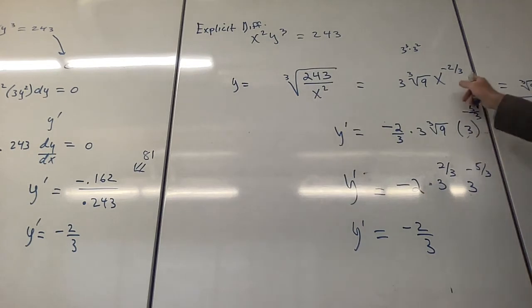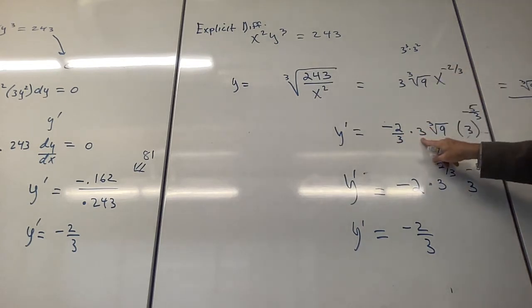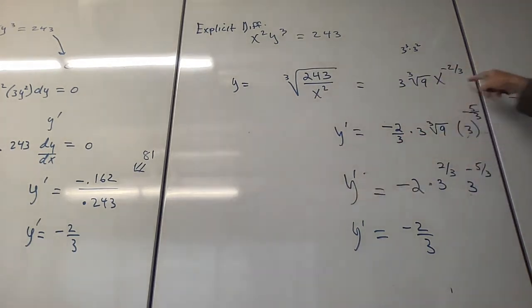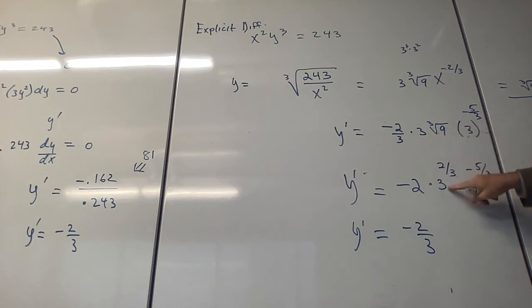So we're going to do power rule: minus 2/3 times 3 times the cube root of 9, and then we're going to drop this down 1, 3 to the negative 5/3. All right, so it's best to rewrite this now as 3 to the 2/3, and we've got 3 to the minus 5/3, which gives us 3 to the negative 3/3, which is 3 to the negative 1, which is 1/3.